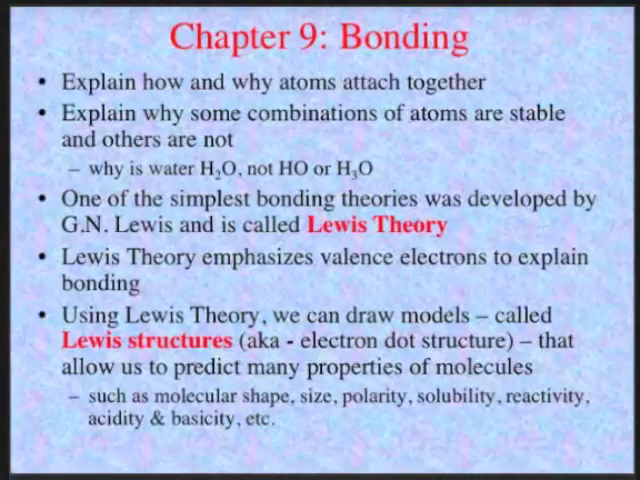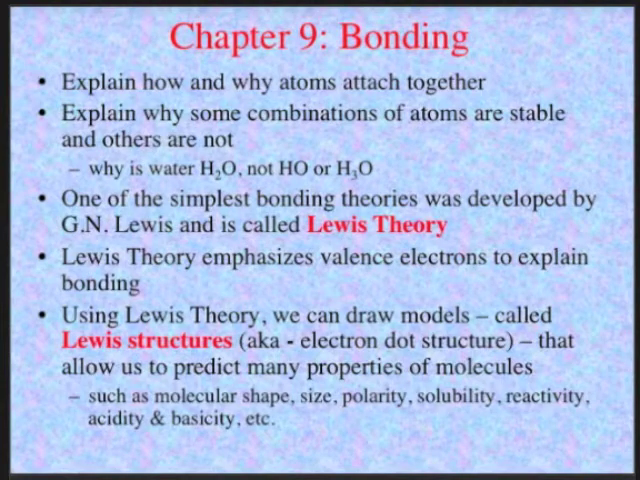Okay, we're going to talk about Chapter 9 now on bonding. With this chapter we explain how and why atoms attach to each other. We explain why some combinations of atoms are stable and others aren't. For example, why is water H2O? Why isn't it HO or H3O?